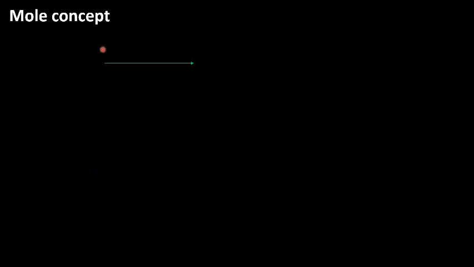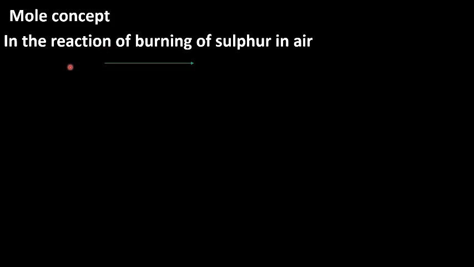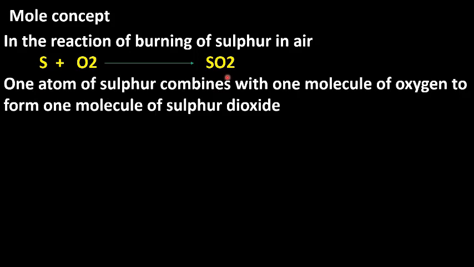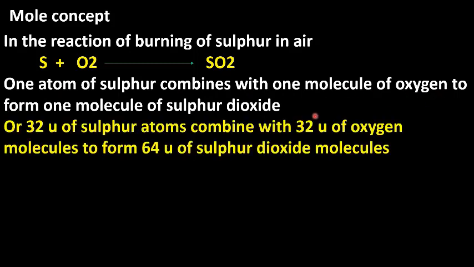Let us know the mole concept. What is a mole? In the reaction of burning of sulfur, one sulfur atom reacts with one molecule of oxygen to form a sulfur dioxide molecule. So, one sulfur atom combines with one molecule of oxygen to form one molecule of sulfur dioxide. Or 32 units of sulfur combine with 32 units of oxygen to form 64 units of sulfur dioxide.